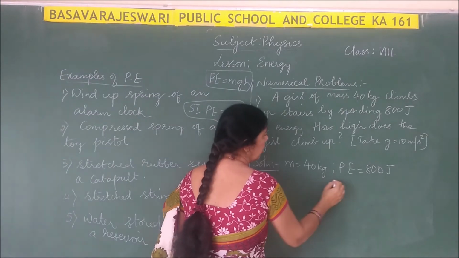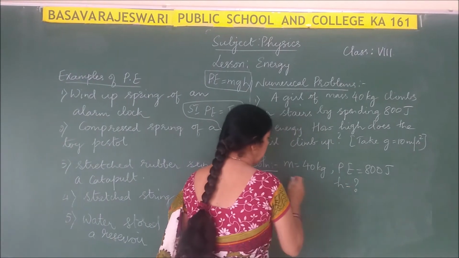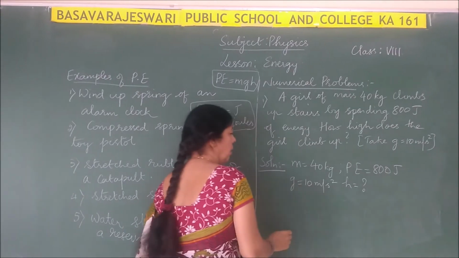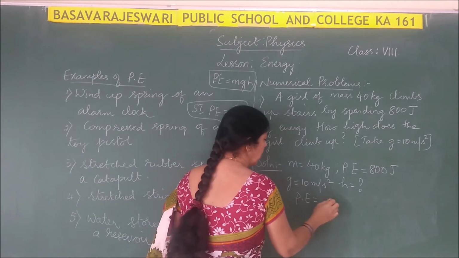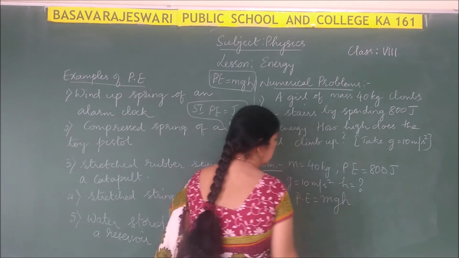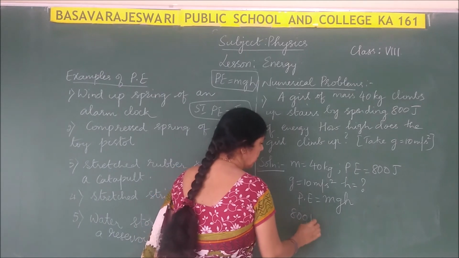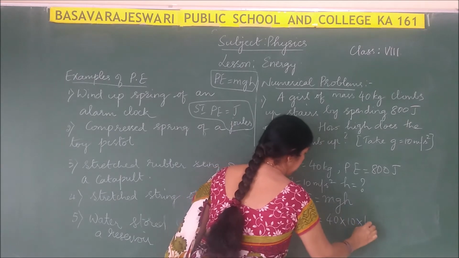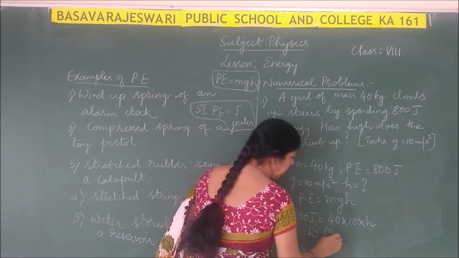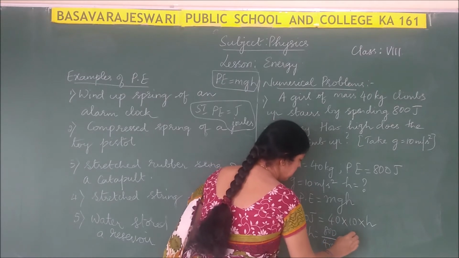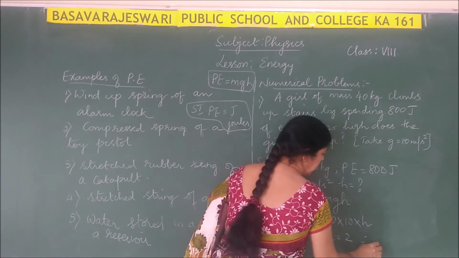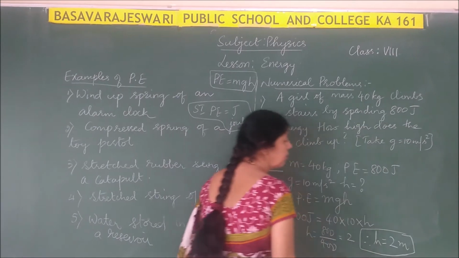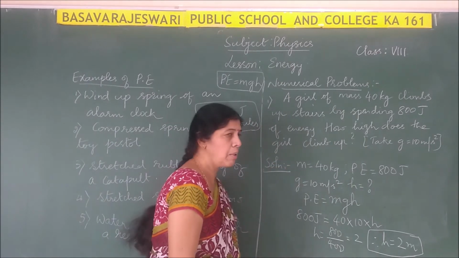Now, we have to calculate the height at which the girl will be. We are provided with the value of g also as 10 meter per second square. Now, potential energy will be equal to mgh. Right? 800 joules will be equal to, substitute 40 into 10 into h. h will be equal to 800 divided by 400, that is equal to 2. So what will be the height? Therefore, h is equal to 2 meters, the height of the climb. Okay, note down the solution.